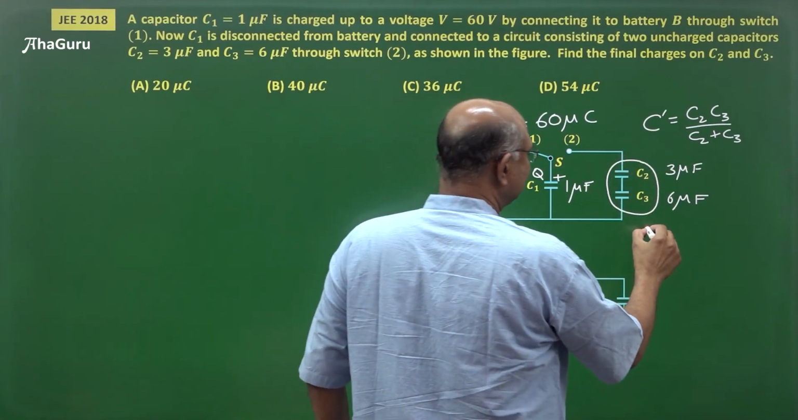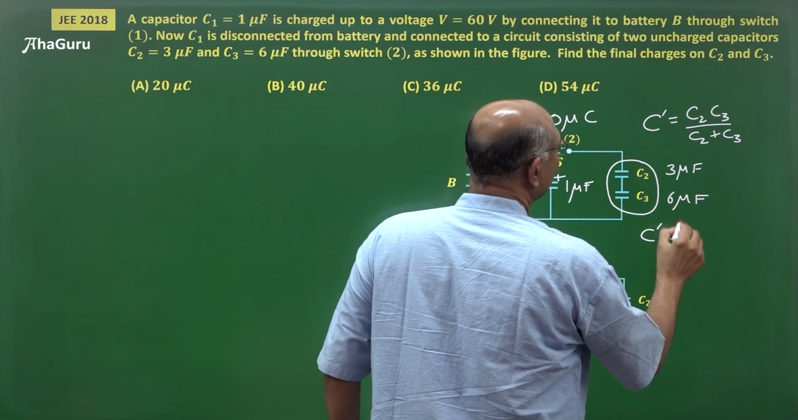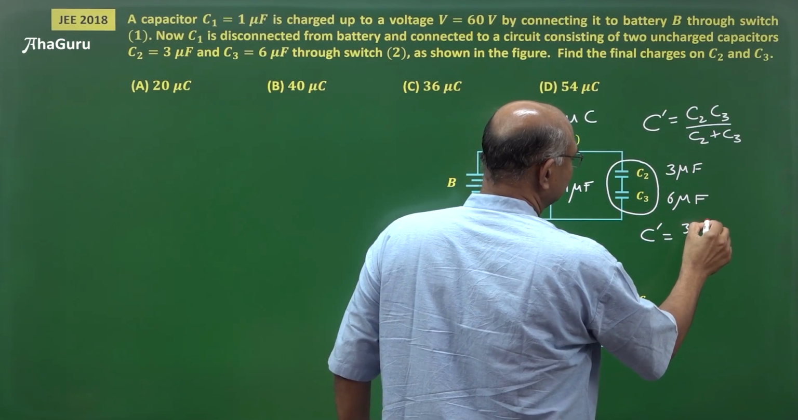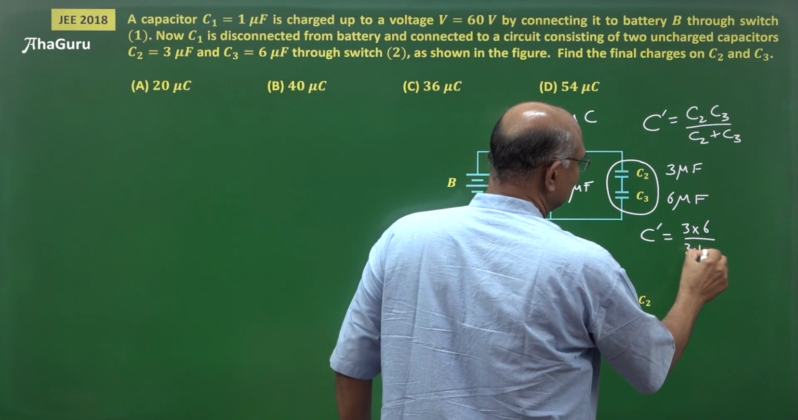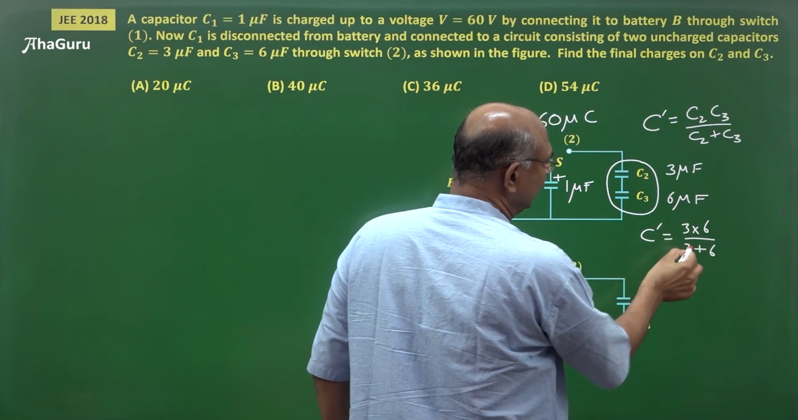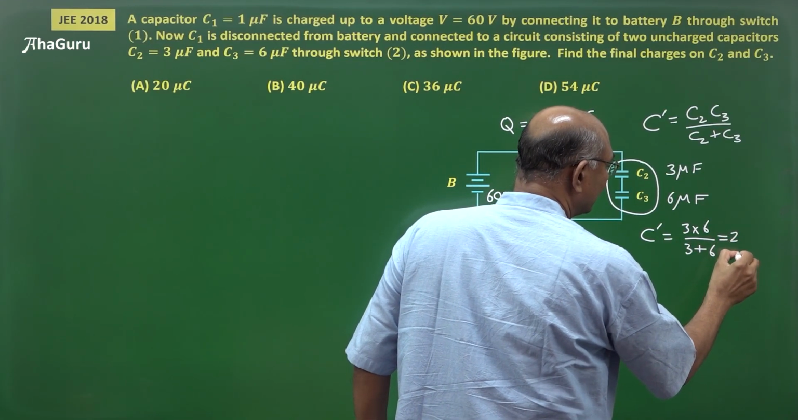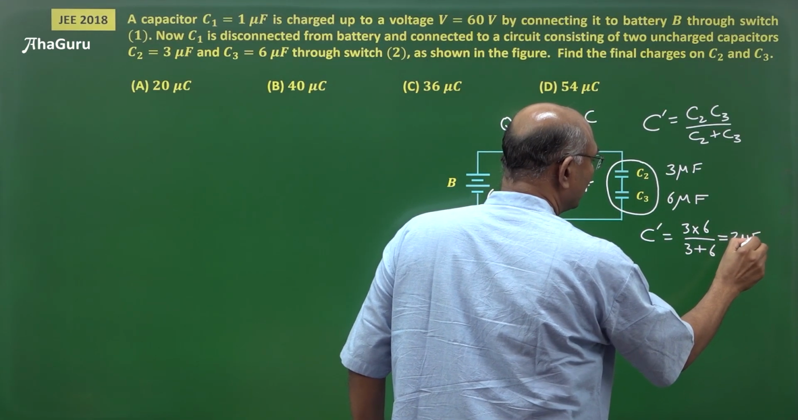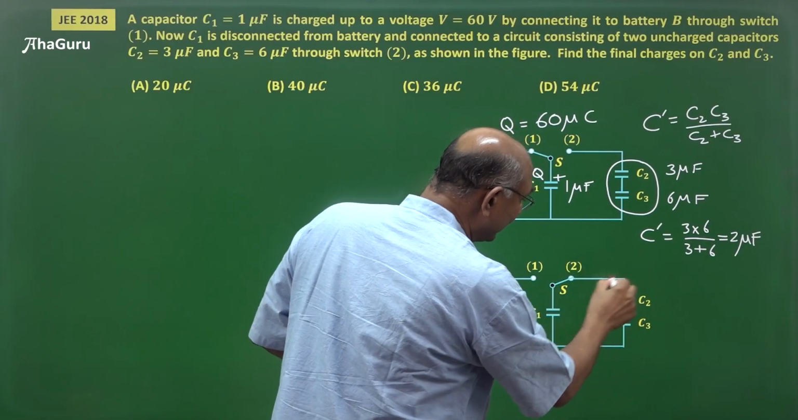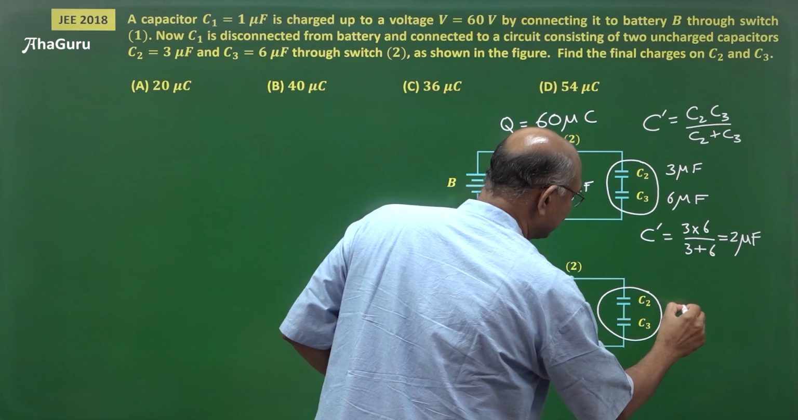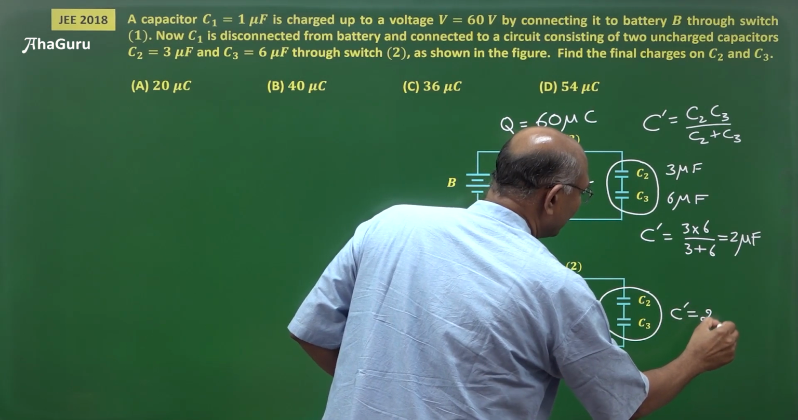So then I can write C dash is 3 into 6 by 3 plus 6. Now 3 plus 6 is 9, 3 into 6 is 18, 18 by 9 is 2 microfarad. So the equivalent capacitance for this C dash is 2 microfarad.